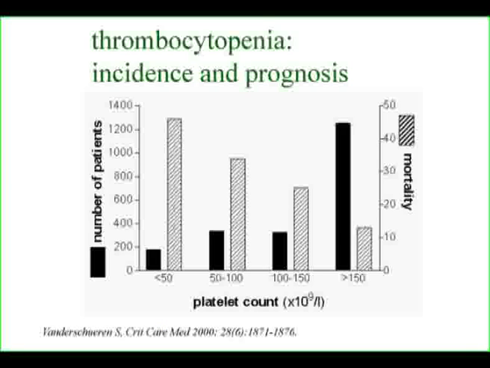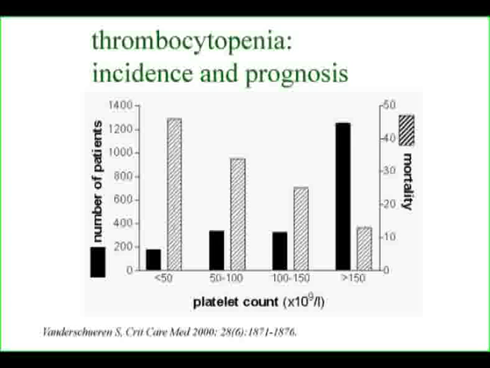outcome. For example, thrombocytopenia. This slide shows you the incidence of severe thrombocytopenia in patients on the intensive care unit. What you see here is that a platelet count of, let's say, less than 100 is not very uncommon in patients on the intensive care unit. Lower platelet counts also occur, although they are a little bit less frequent. But there seems to be an inverse correlation with survival. So the lower the platelets, the higher the risk of dying when on the intensive care unit.